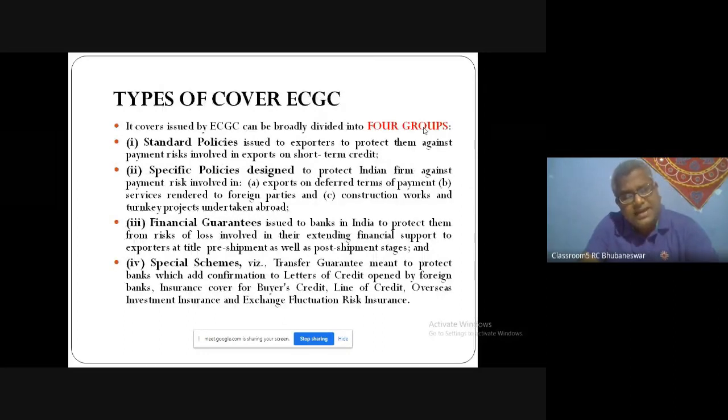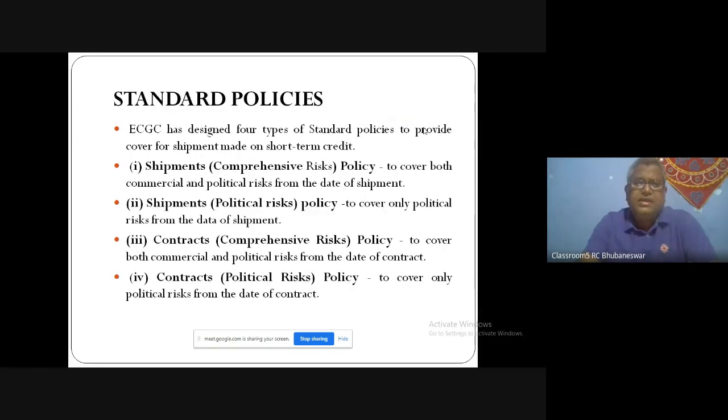If related to financial guarantee, similar other types of guarantee schemes are there. If you talk about special schemes, there are different schemes such as buyer's credit, line of credit, and overseas instruments. My point here is to cover both commercial and political risk from the date of shipment.